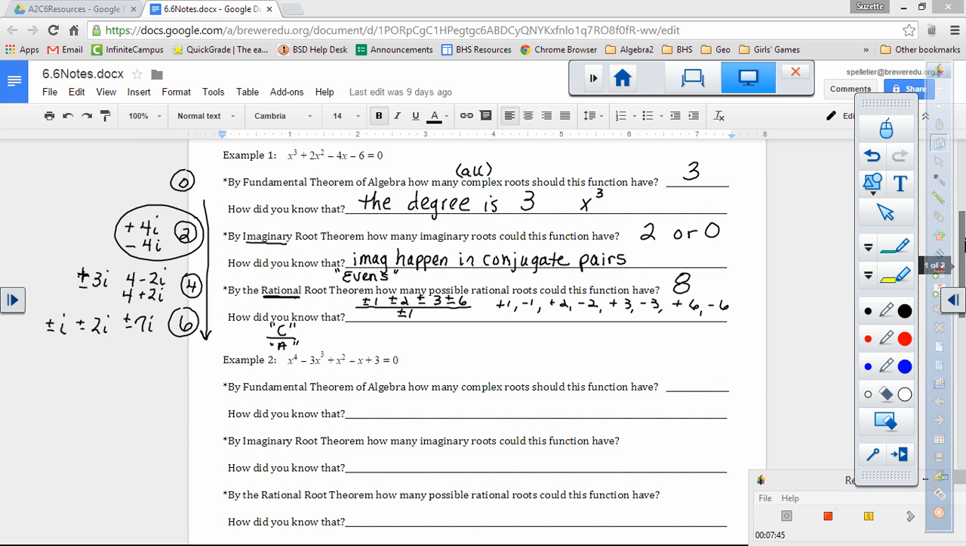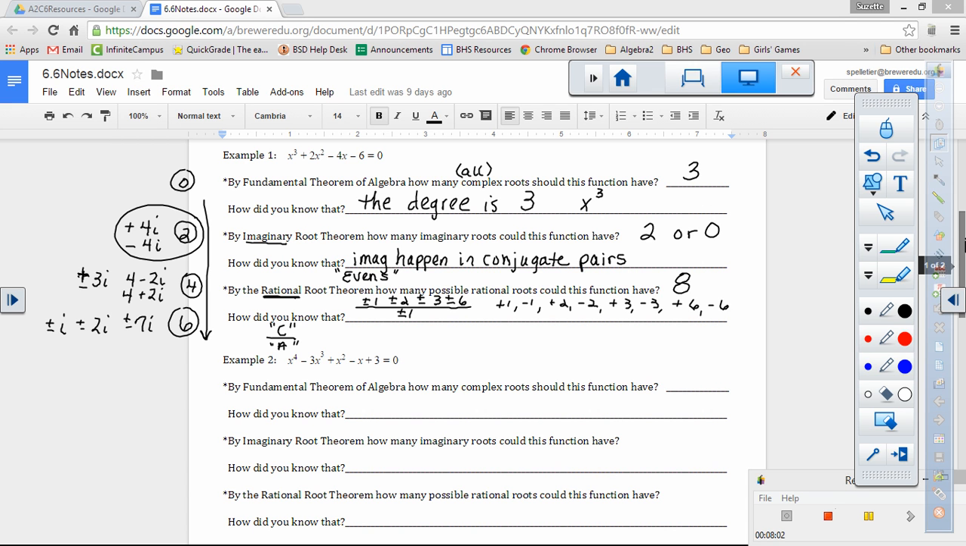So being able to look at your function and think about these things beforehand is going to make you know that when you get to the end, what your root should look like and whether or not you've done it correctly. So let's look at example 2 and see if we can do this one as well.